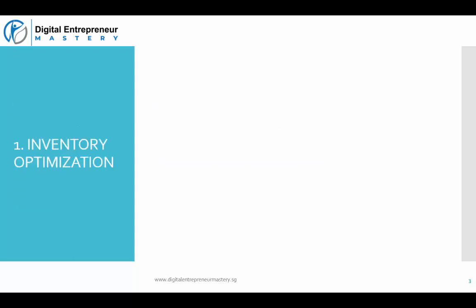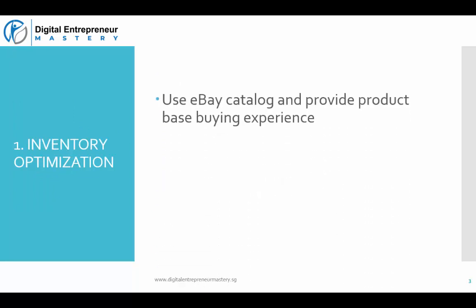So number 1, inventory optimization. You want to take care of the catalog of your inventory, and make sure that you are using the eBay catalog. eBay is now very concerned about providing a product-based buying experience, similar to what you have seen on Amazon, where similar products are grouped together, and the buyer has a choice of who he wants to buy from.